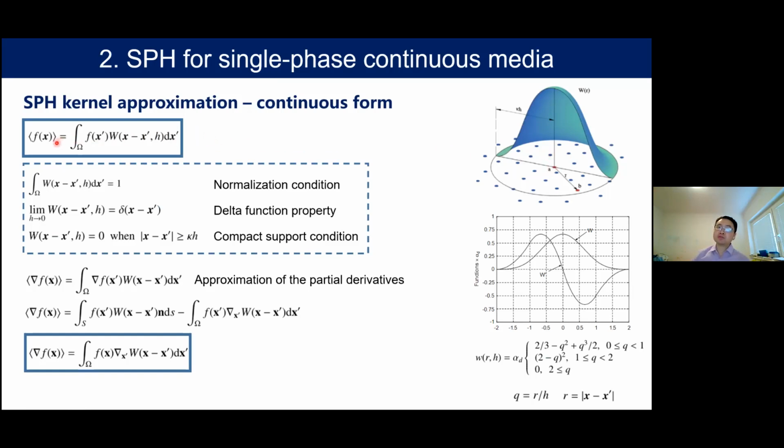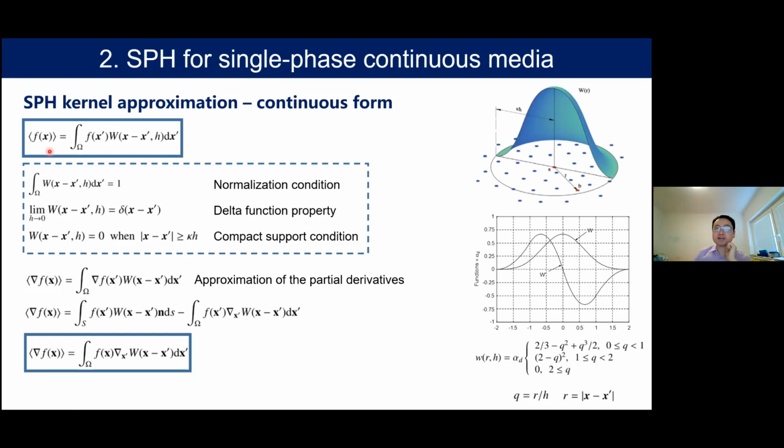And if we want to approximate a field function, we can write it in this kind of continuous form. You can view this form as a kind of integration, because this is the field value, and this part, this function times this small volume serves as a kind of weighting factor. And if you do the integration, you can get the approximated value.